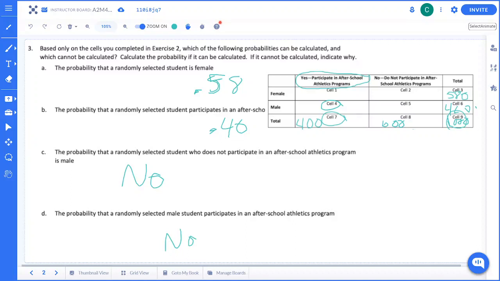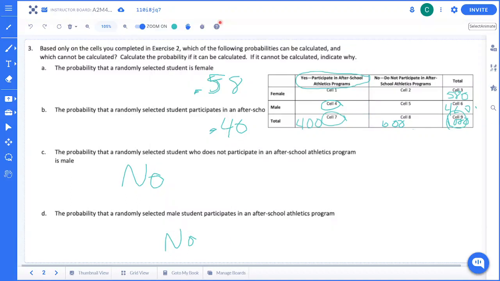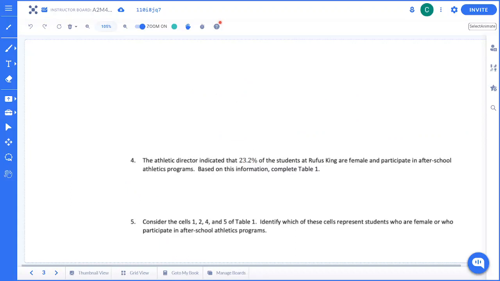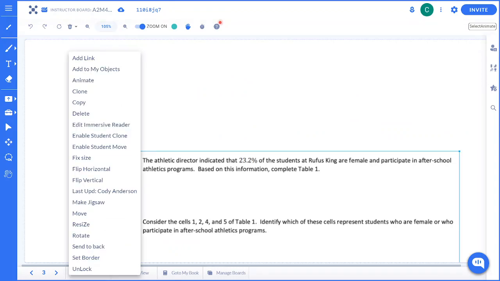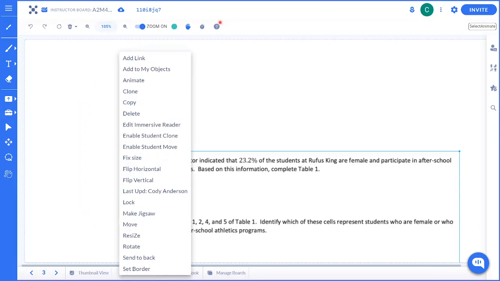So I'm going to, once again, try to screenshot this if it's going to work. And we will move it over to the next page and use it for the rest of the questions. I don't know why all of these have now gotten crazy. All right.